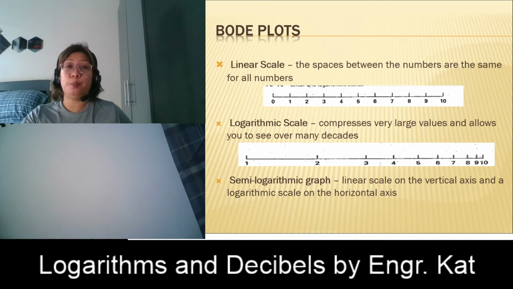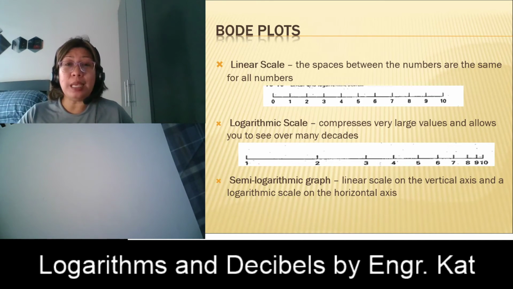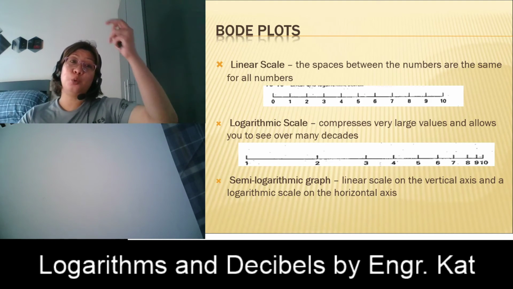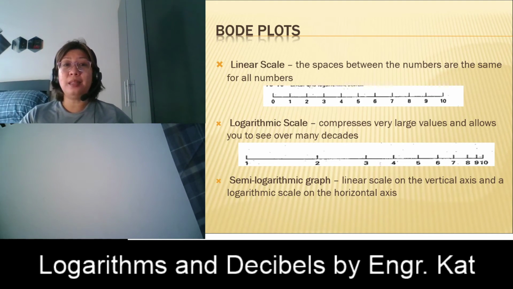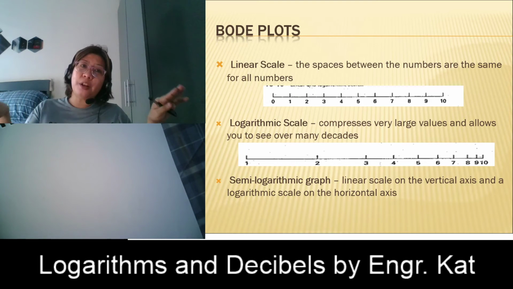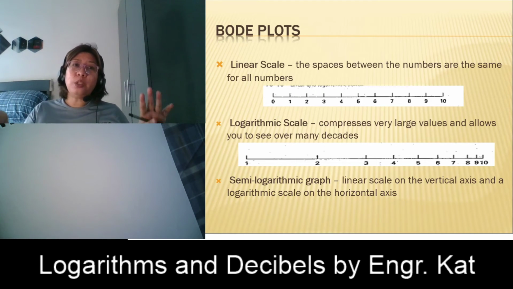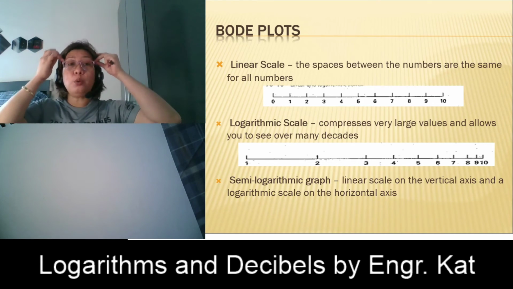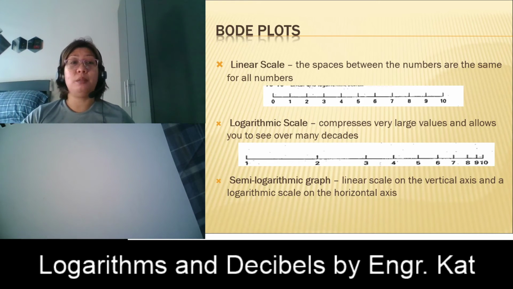In frequency response, what we use is a semi-logarithmic graph. Usually, this is a linear scale on the vertical axis, and that is usually our gain, and then a logarithmic scale at the horizontal. That is our frequency, because usually we are looking at a very, very wide range of frequency, so that we can accommodate that very large range in frequency, we make use of a semi-logarithmic graph.